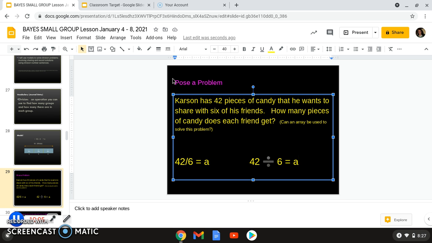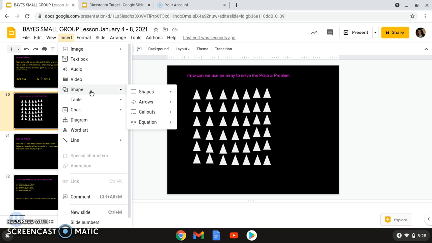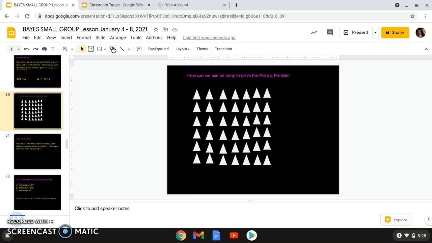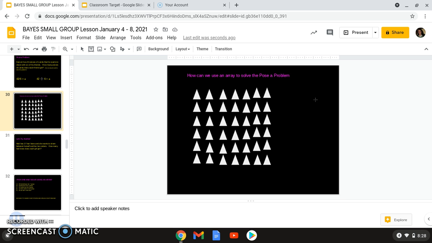So now let's take a look at what this array would look like. All right, so now we have an array that has 6 rows. And I'm going to come up here and get that handy dandy drawing tool that I don't do well with. I'm looking in the wrong place already. I'm going to scribble, and then I'm going to start drawing a line to break that array up.